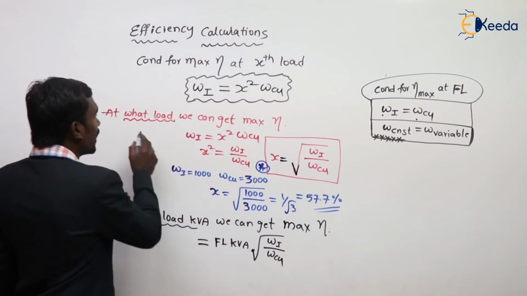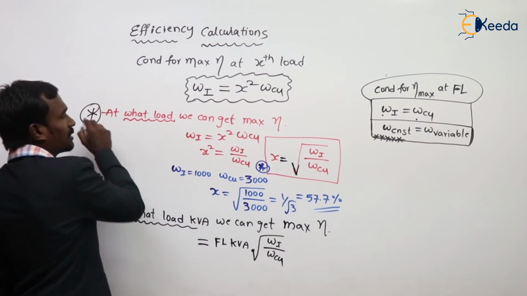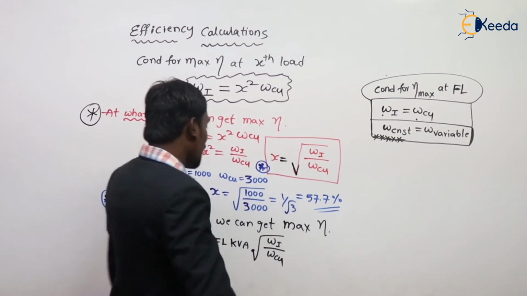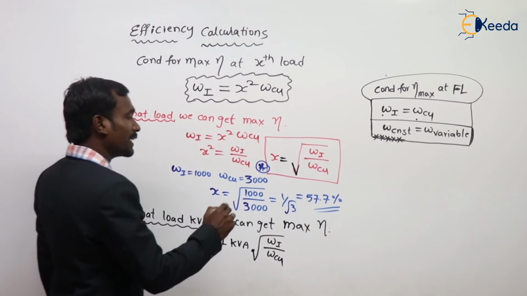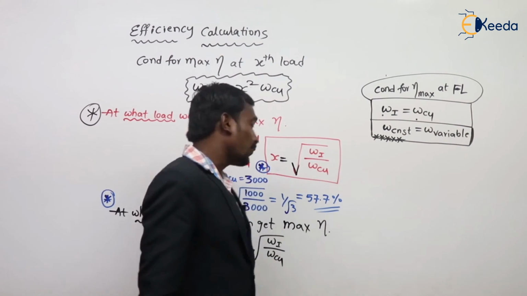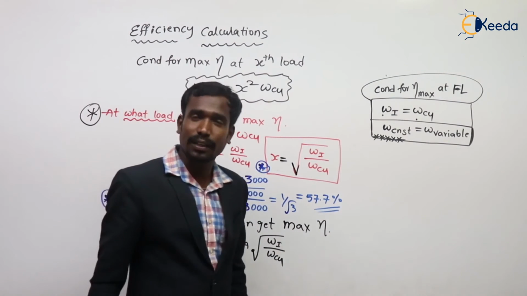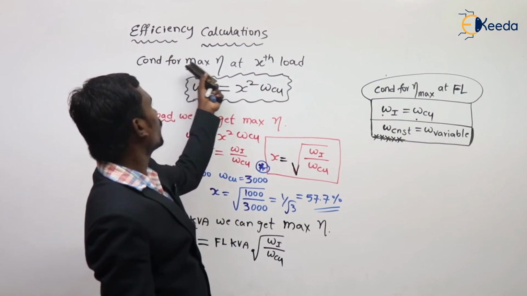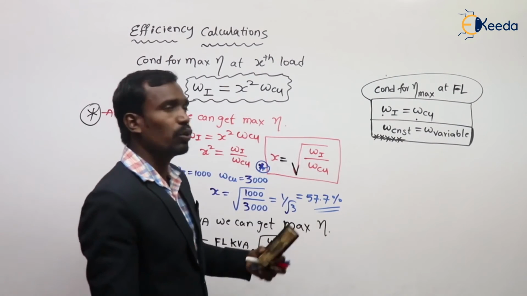So at what load can we get the maximum efficiency? X is equal to square root of iron losses by copper losses. At what load kVA can we get the maximum efficiency? Full load kVA into square root of iron losses by copper losses. This is the condition for maximum efficiency and the different questions.